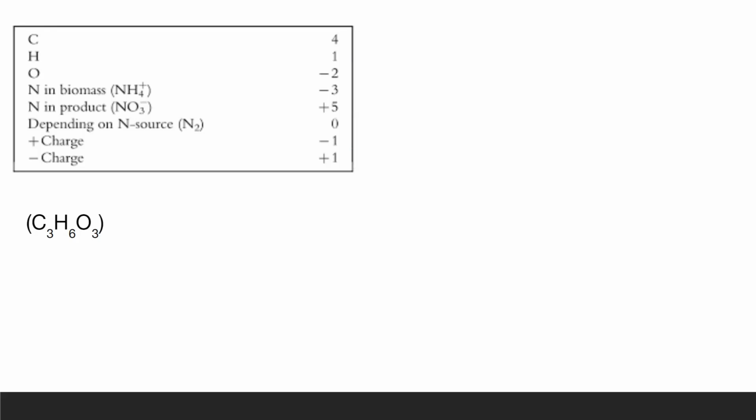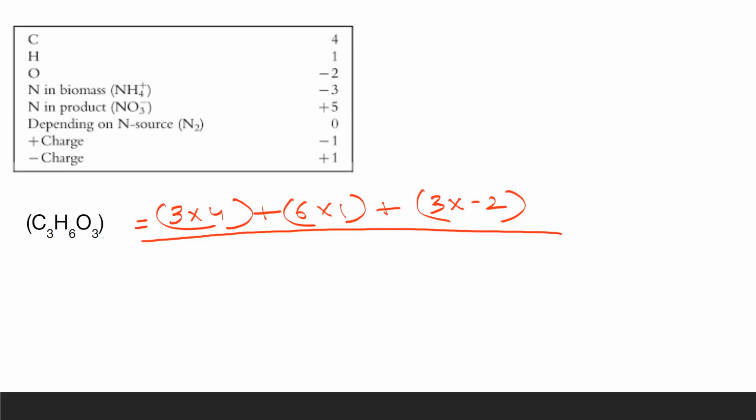So let's go about finding the degree of reduction in this case. This is the formula for lactic acid, C3H6O3. Let's count the total number of available electrons for each atom. Since there are 3 carbons, it should be 3 into 4. You add that to the hydrogen, since there are 6, so that is 6 into 1. Then you add that to oxygen, which would be 3 into -2, right? And divide by the total number of carbon atoms, which is 3 in this case.